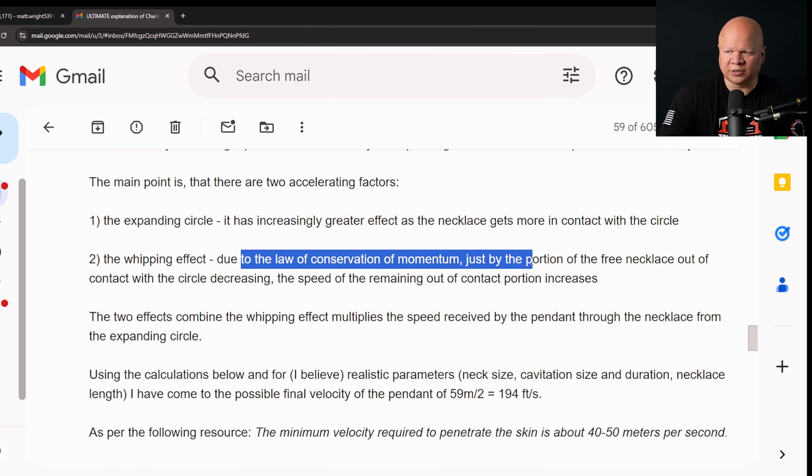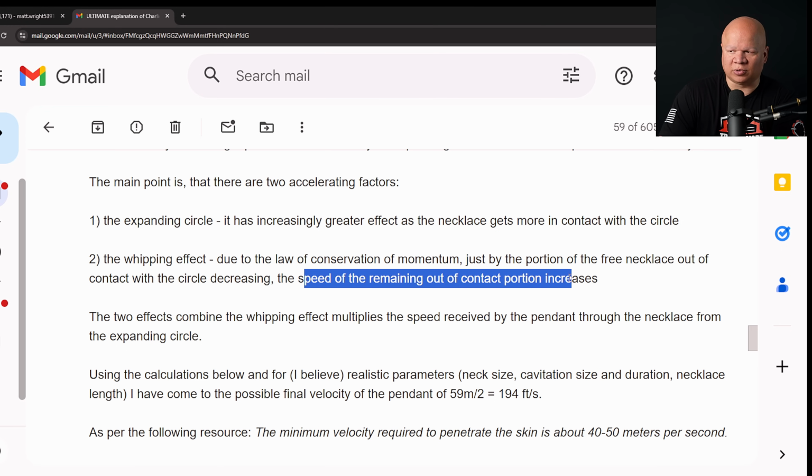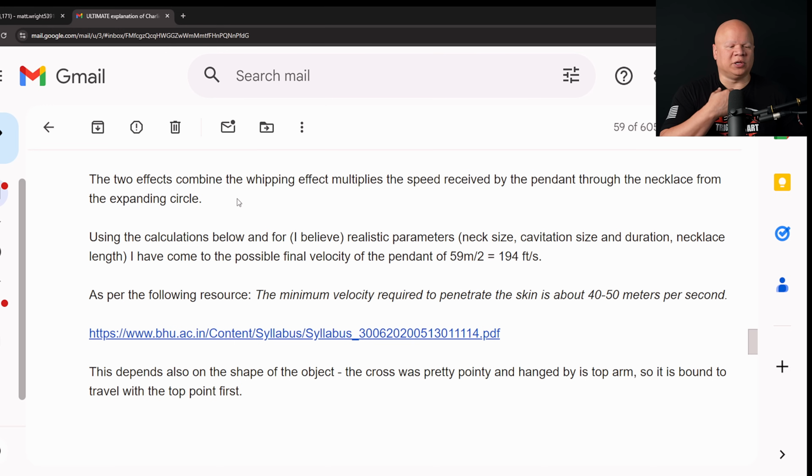Due to the law of conservation of momentum, just by the portion of the free necklace out of contact with the circle decreasing, the speed of the remaining out of contact portion increases. The two effects combine. The whipping effect multiplies the speed received by the pendant through the necklace from the expanding circle." So if you combine the whipping effect of the chain going around the body from the initial impact, as well as the expansion from the cavitation, both of those forces increase the amount of power that could project that pendant into the neck. That's kind of similar to if you have a car and it hits something at 60 miles per hour, you have a certain amount of damage. But if you have two cars coming towards each other at 60 miles an hour, that's a 120 mile per hour collision.